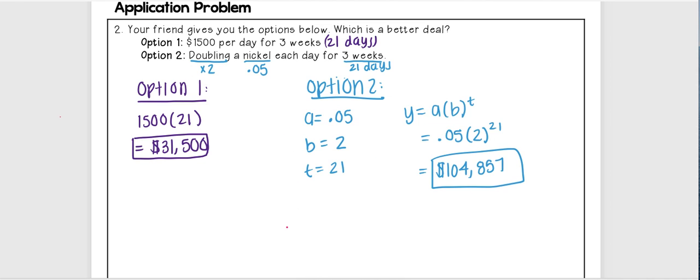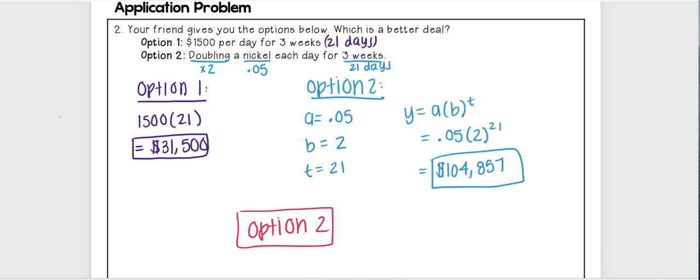So looking at those two options, clearly option 2 is the better deal. I get quite a bit more money than option 1. And so this really shows the difference between linear and exponential. Linear, in the long run, that growth isn't going to be as much as an exponential. Exponential, I may have started with such a small amount. I started with 5 cents, 0.05. But after 21 days, it grew to this huge amount of 104,000.